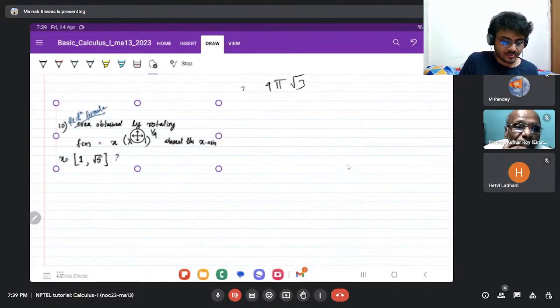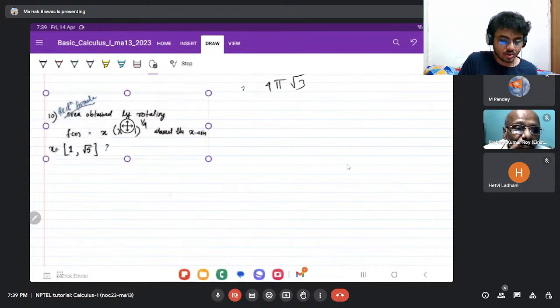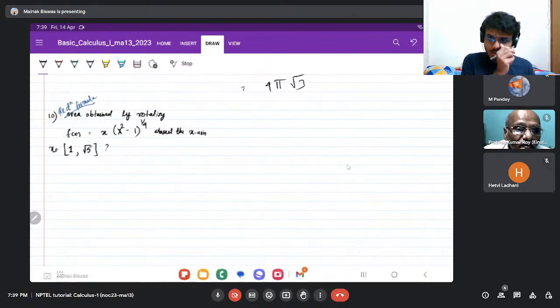So this itself is a tough integral to do, and it's not possible to do it in one go directly without knowing what to do. So the volume bounded by rotating this function about the x-axis, using the disk method, is pi times f of x squared dx from 1 to root 5.